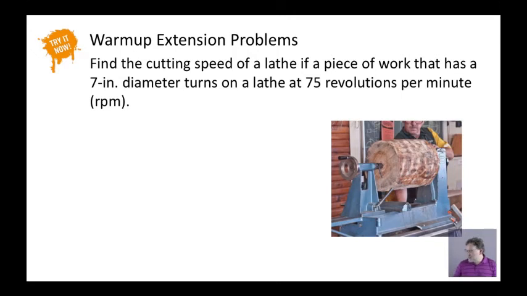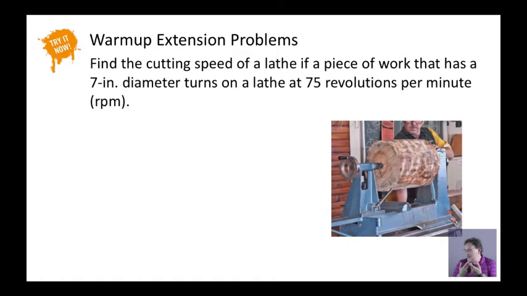So the question that's being asked here is, as you're using this cutting tool and you have this large tree that's being rotated very quickly, what is the speed by which this cutting tool is running around the surface of this tree? Well, we're not given that information, but we are told that it makes 75 complete revolutions in 1 minute. And if we know how long each one of those revolutions is, then we can calculate the speed at which that material is running across the blade.